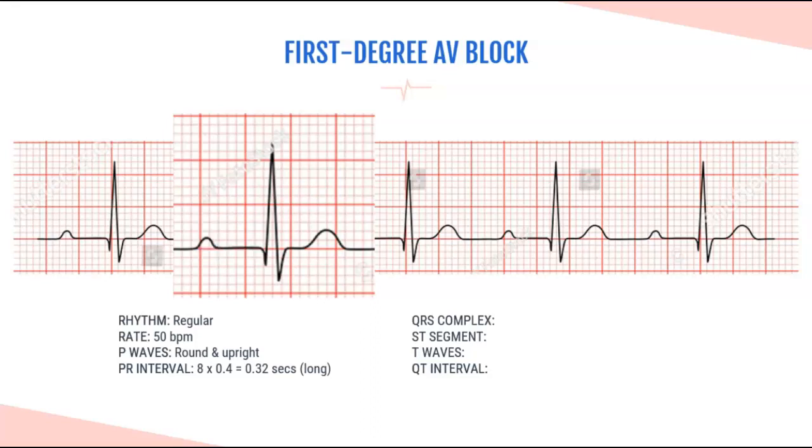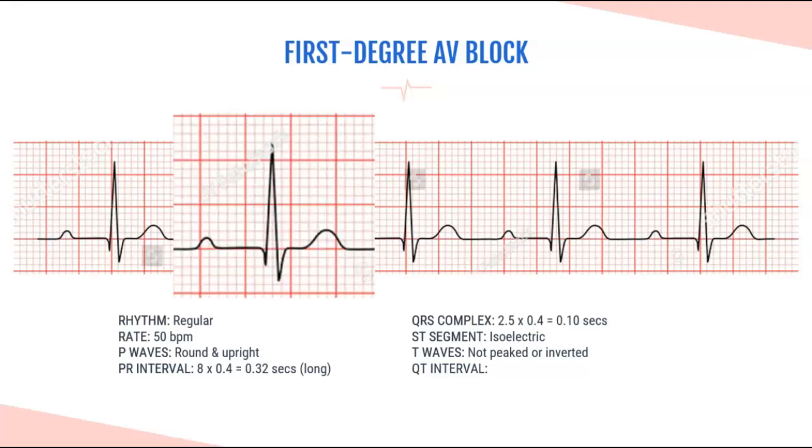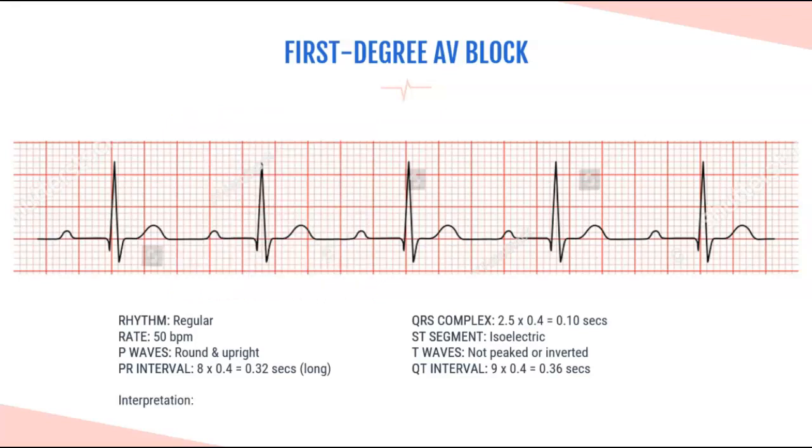Our QRS complex is about 2.5 small squares. If you multiply that by 0.04, that gives you 0.10 seconds, which is within normal limits. Our ST segment is isoelectric. Our T waves are not peaked or inverted. And our QT interval is around 9 small squares. Multiply that by 0.04, and that gives us 0.36 seconds. And our interpretation of this is going to be a first-degree AV block.